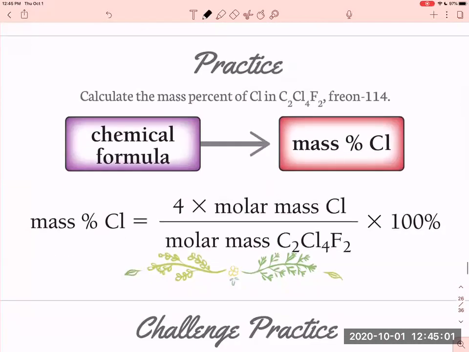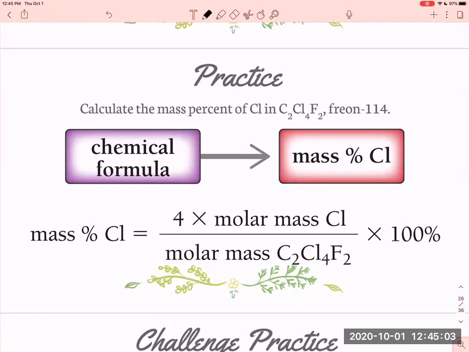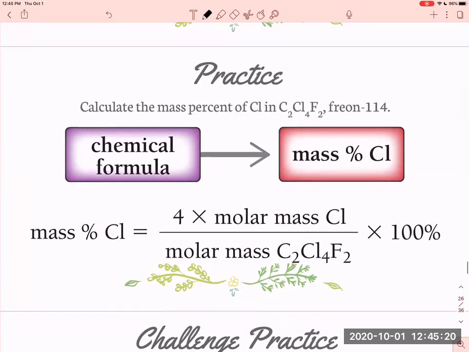So here's a practice, and it's not the same compound we just showed, but it is another chlorofluorocarbon, Freon 114. So go ahead and pause and see if you can work this out. I am giving you a hint here. So we're looking at the mass percent of the chlorine here. All it's going to be is the 4 times the molar mass of chlorine, which we're getting from the 4 here, over the total molar mass of this whole thing.